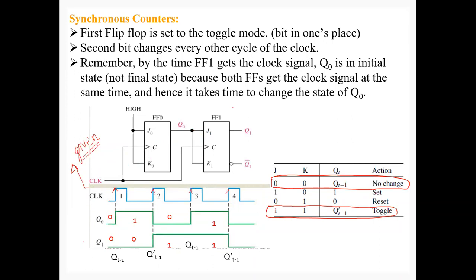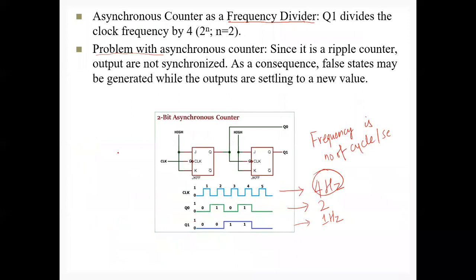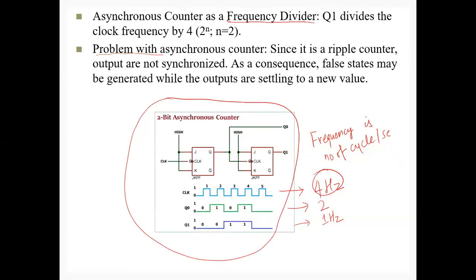Oh, guys, I forgot to tell you something. Okay, so this is the thing we'll be doing. The next lab will be using this guy as a frequency divider. Okay, I forgot to tell you about that. So this is the next lab.